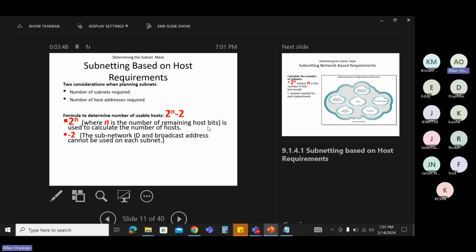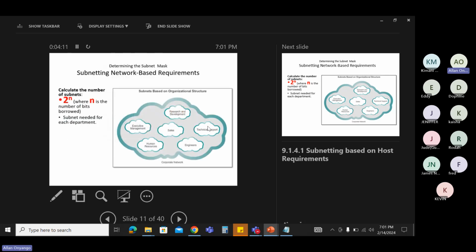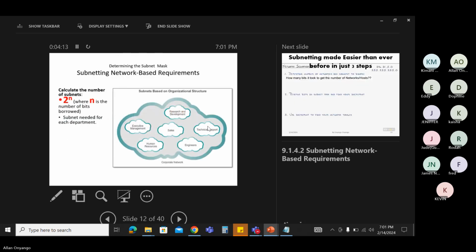Network address and broadcast address, those ones you must remove from the total number of addresses so that you can have usable addresses. Usable means you can assign them to your devices. Sawa? Good. So 2 power n minus 2, where n is the number of bits preserved, but the 2 we minus is the network address and the broadcast address.